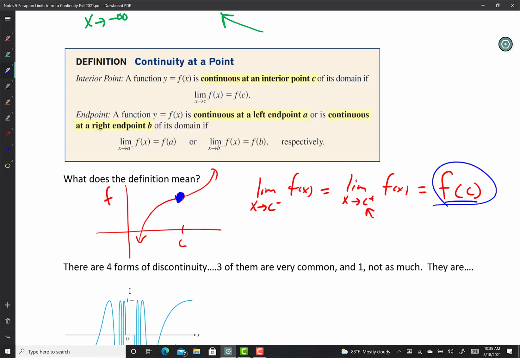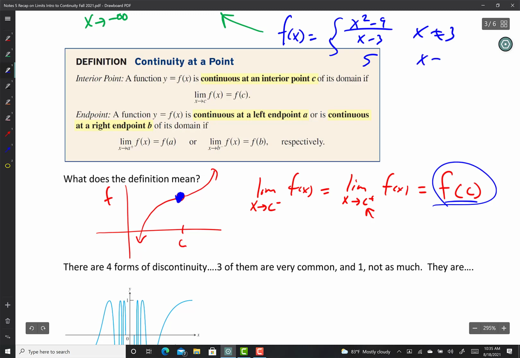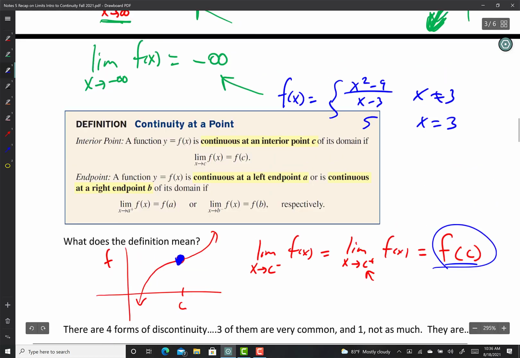Let's say I have a function. I'm just making this up, guys. And you just see this. Let me think of one. X squared minus 9 over x minus 3 for x cannot equal 3. And then I'm going to say 5 when x equals 3. Okay, that one has a hole. I don't plug in that hole. So this one is not continuous at 3.